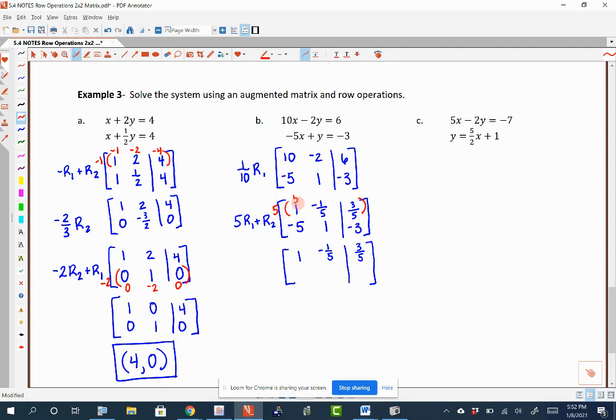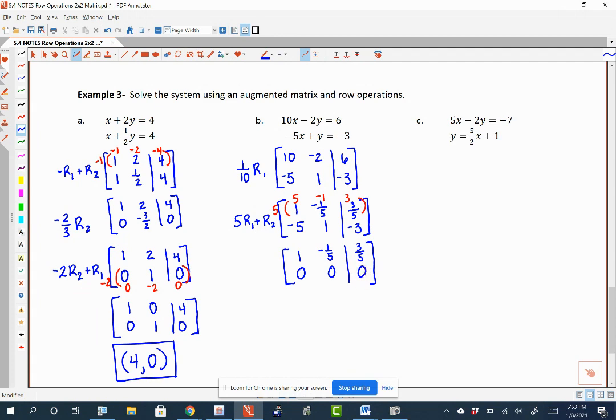5 times 1 is 5. 5 times negative 1/5, so that would be negative 1. And 5 times 3/5, so those 5s would simplify, which would leave us with a 3. So now we need to combine 5 plus negative 5, 0. Negative 1 plus 1 is 0. 3 plus negative 3 is also 0.